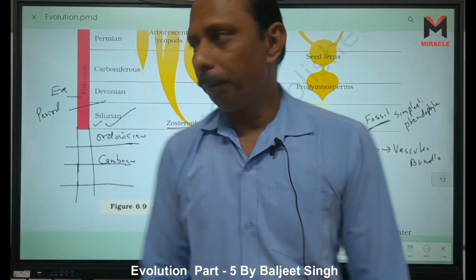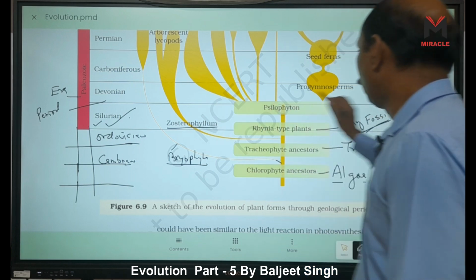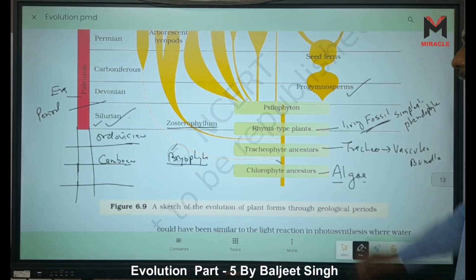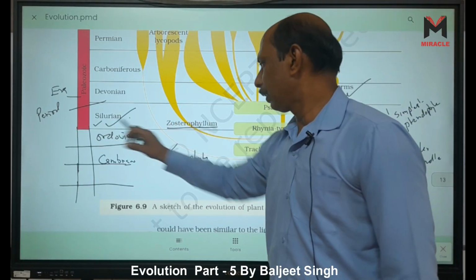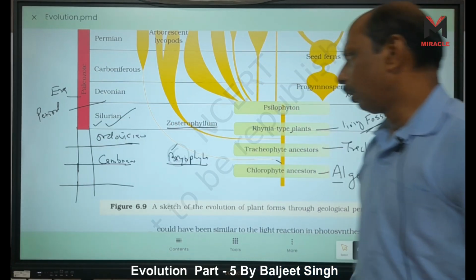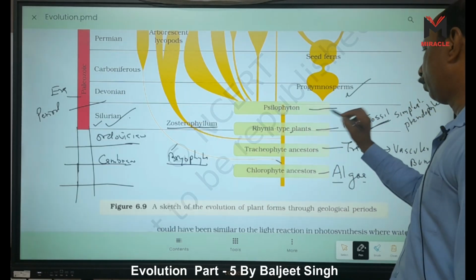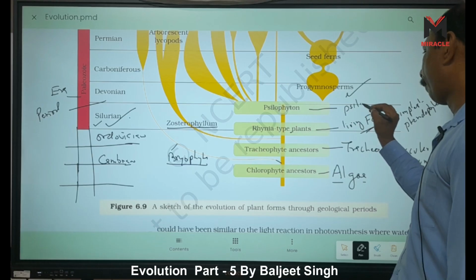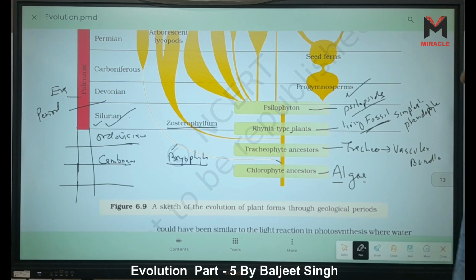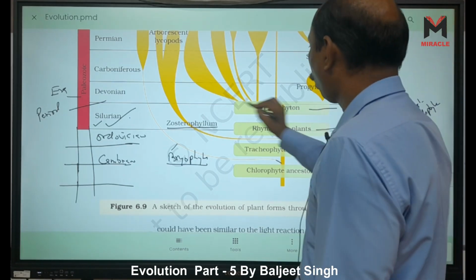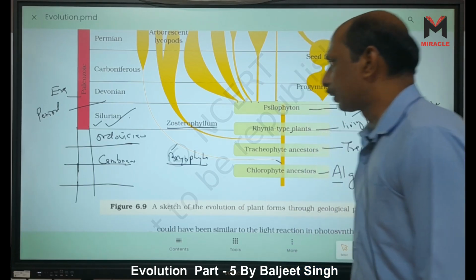Silurian is the jawless fish period. Then in Devonian, progymnosperms are formed. Rhynia type plants originate in the initial period of Silurian, right? Then Xylophyton, and today we also have Xylopsida. All the plants numbered 1, 2, 3, 4, 5, 6 originate, right?